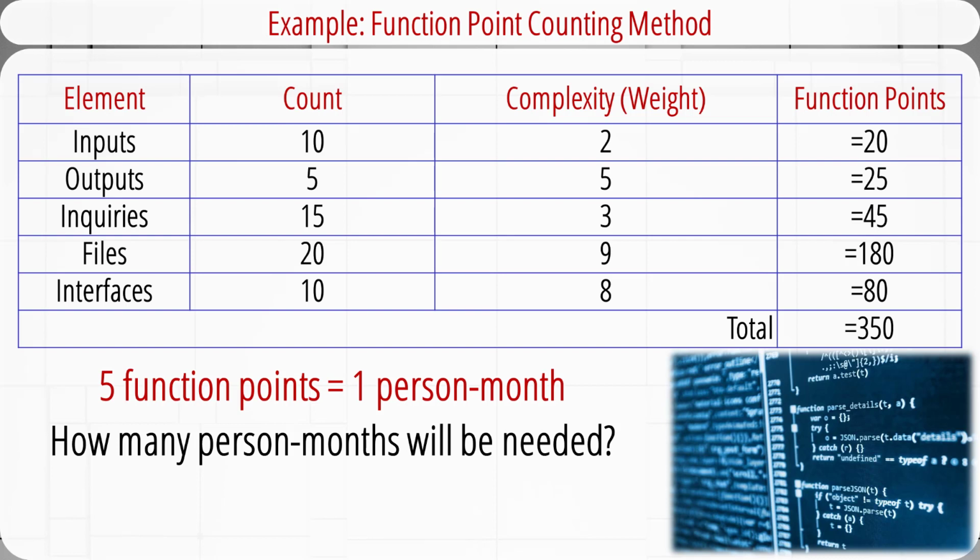Now let's answer some questions. The first question is, if one person-month represents 5 function points, how many person-months will be needed to finish this project? To solve this problem, we divide 350 function points by 5 and get 70 person-months.